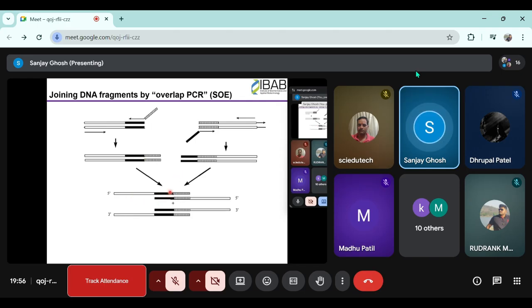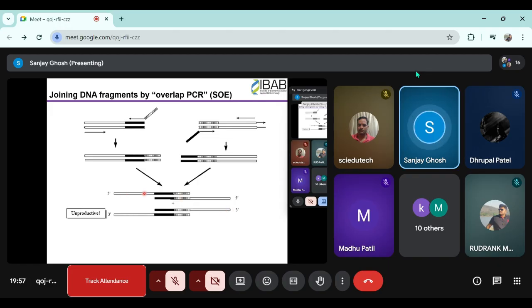These annealing will happen because it is complementary, right? So this part you have made complementary to this. This part is complementary to this. So they will form these kind of so-called dimers. This part is unproductive. Why? Because the 3' end is here. Polymerase doesn't have template to copy.